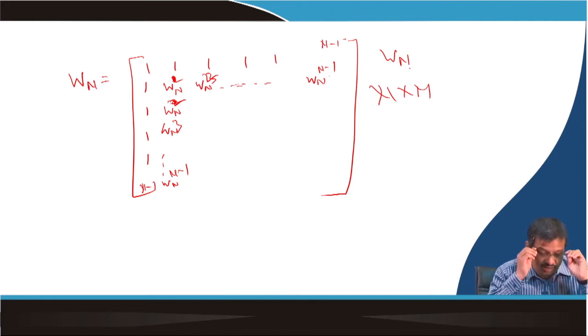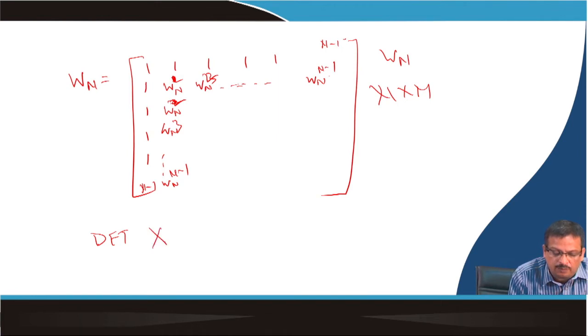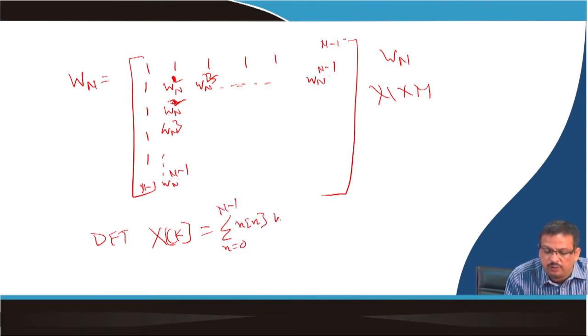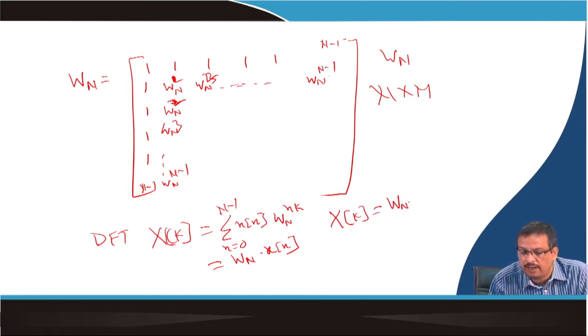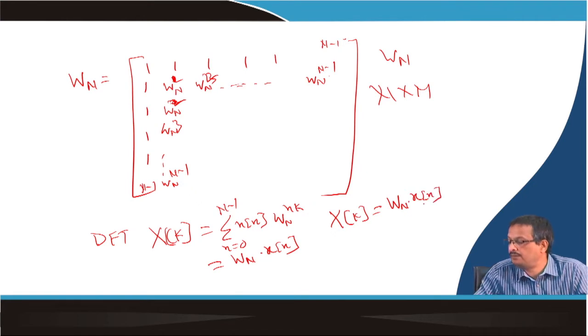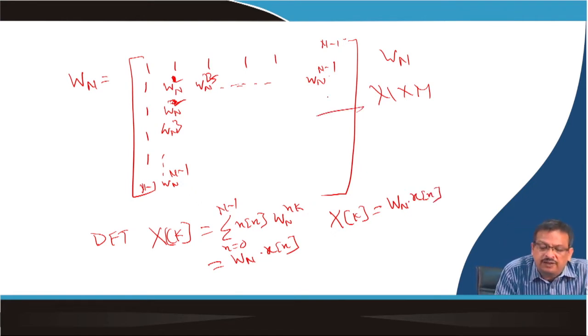Now I can say what the DFT is. The discrete Fourier transform is X of k equal to the summation of n equal to 0 to N minus 1 of x of n W_N^(nk). So it is nothing but W_N multiplied by x of n. So I can say X of k is nothing but W_N multiplied by x of n. So W_N is this matrix, the coefficient matrix.